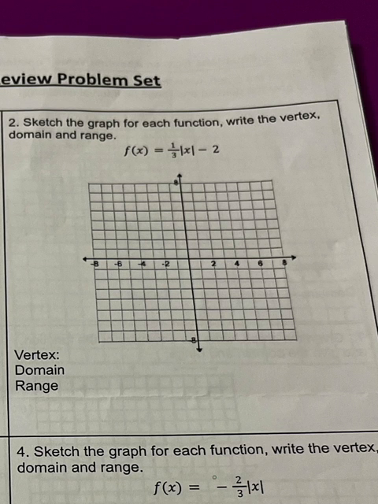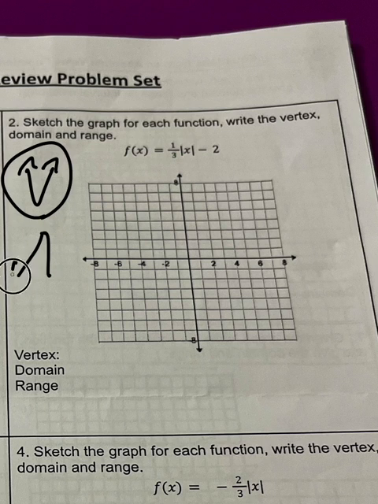Alright, for question number 2, we got 1/3 times the absolute value of x minus 2. So right away, I know that the graph is going to look like a V, since the coefficient of this absolute value is a positive. 1/3 is a positive number. So it's going to look like this rather than this. So to find the vertex, you got to look at the number that's inside the absolute value. And then you got to look at the number that's outside the absolute value to the right.